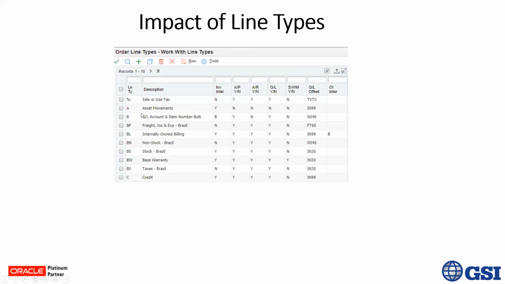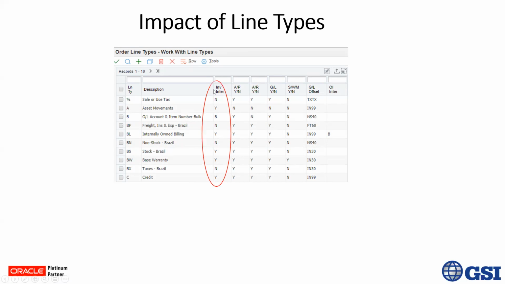So if I created a new purchase order and I typed in some information and I gave it a line type B, the inventory interface would be set to a B. It would say, yes, I want this transaction to actually hit accounts payable. I do not want it to hit accounts receivable. I need it to make general ledger entries, right? And here is the GL class code that I want to use for that, okay?